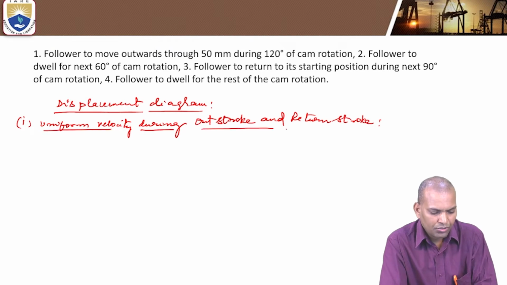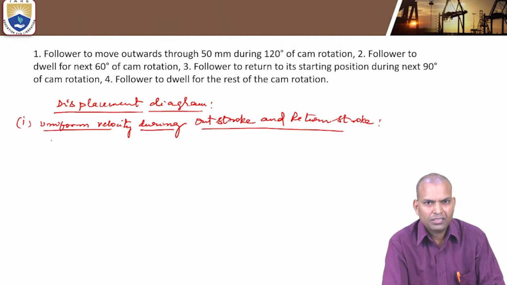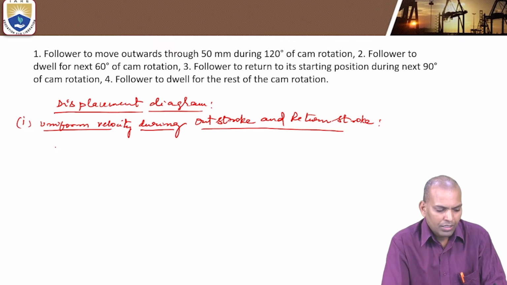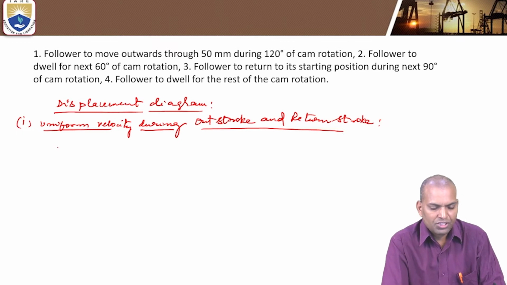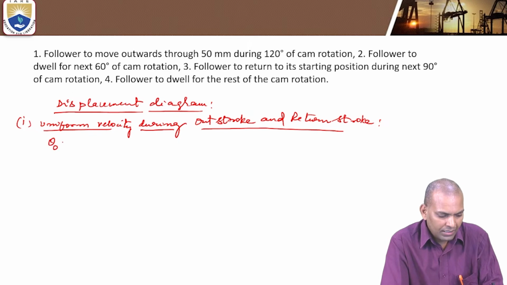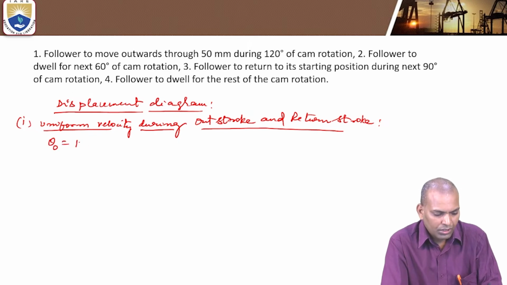Uniform velocity during outstroke and return stroke. Now, if it is uniform velocity during outstroke and return stroke, we have to draw the displacement diagram. How to draw? The outstroke angle theta O is 120 degrees.